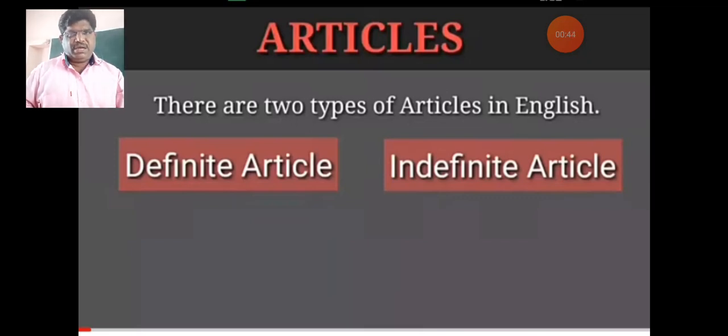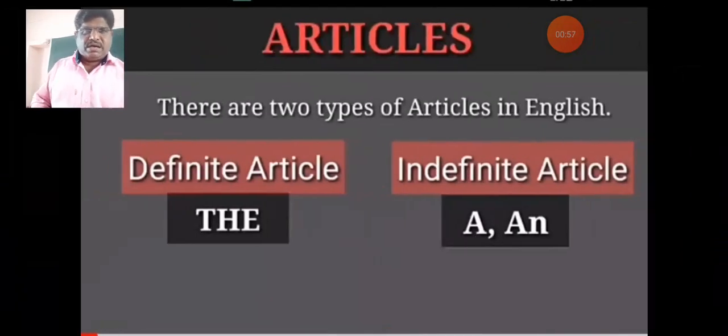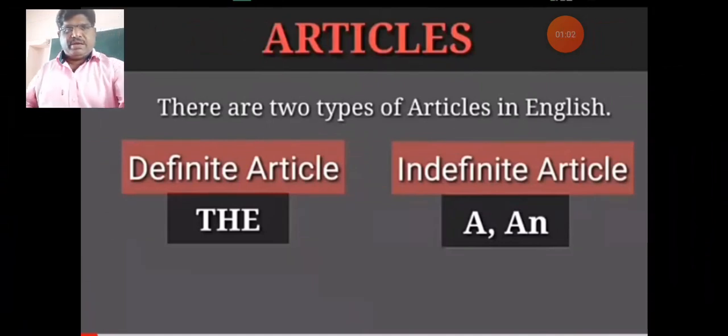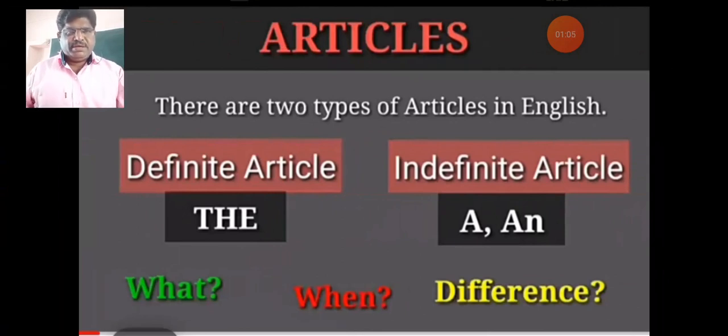There are three articles in English: a, an, and the, the definite and indefinite articles. The is the definite article, and a and an are the indefinite articles. In this session, you are going to learn what the use of these articles is, when we use these articles, and what the difference is between definite and indefinite articles.